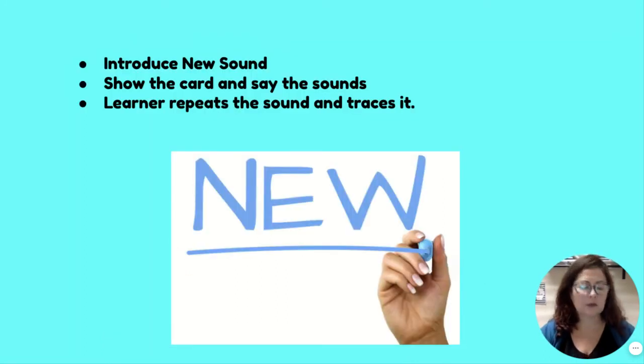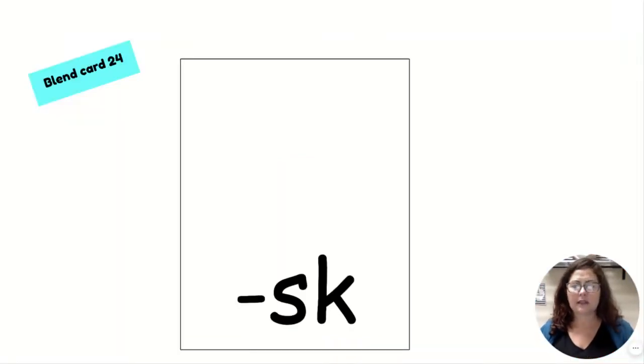Now we're going to our new learning. So we're going to learn some new sounds, and today we're going to learn some blends. Today it's blend card -SK. Okay, so we have this blend card. And the example word for SK is ask. Can you say ask? And can you say sk, sk, sk, sk? Okay, so that is the sound that sk makes. And the dash is usually an indicator that it comes after a short vowel.